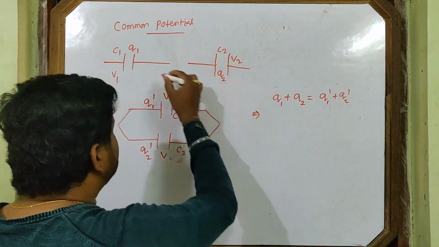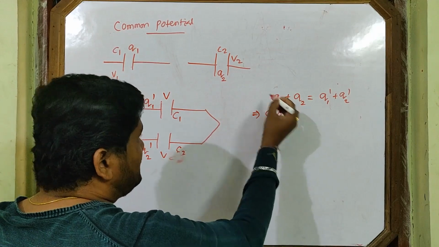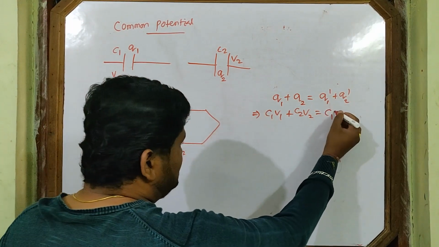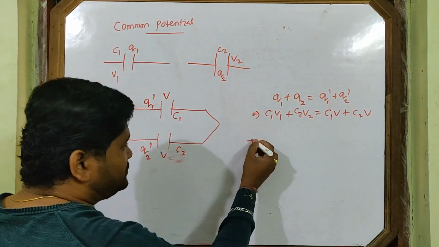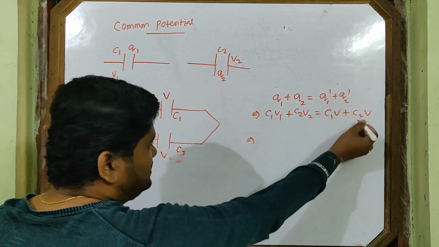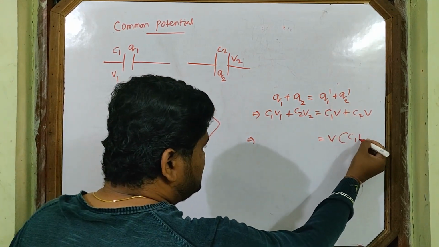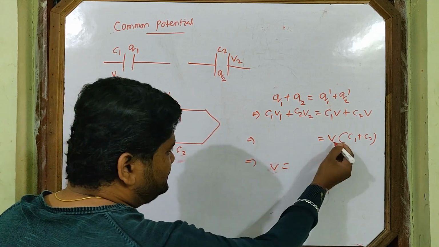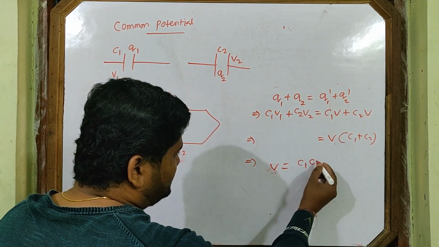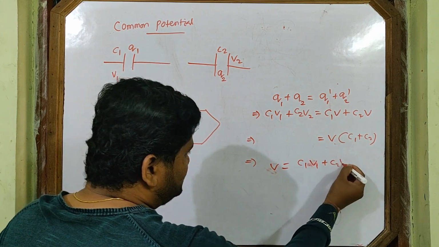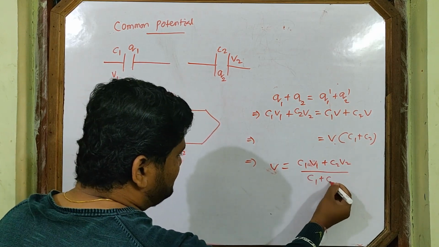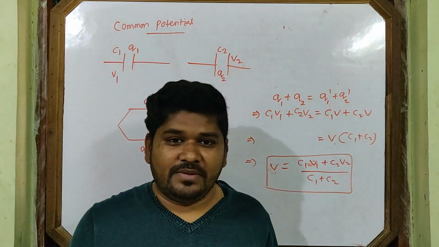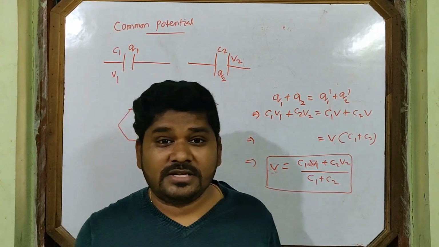After combination, total. But what is Q1? C1 V1. What is Q2? C2 V2. What is Q1 dash? C1 V. What is Q2 dash? C2 V. Now from here you take V common. If you take V common, it is C1 plus C2. This implies V is equal to C1 V1 plus C2 V2 divided by C1 plus C2. So this is the common potential: C1 V1 plus C2 V2 divided by C1 plus C2.